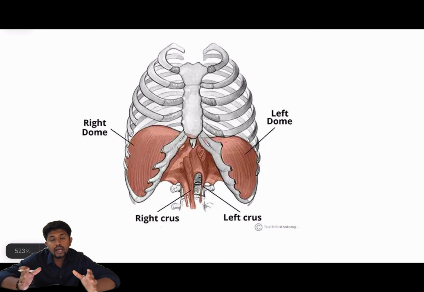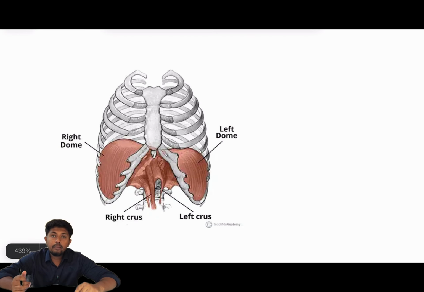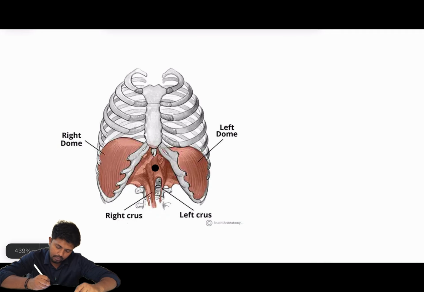This diaphragm has a peripheral muscular part and a central tendinous part. That's why it is called a musculo-tendinous partition. Musculo-tendinous means it has some muscular content and some tendinous content. Now let's make the diagram of the diaphragm. We are seeing the diaphragm from the abdomen, so we'll reflect this part and we'll see here.